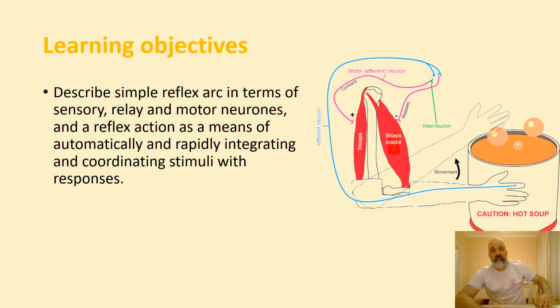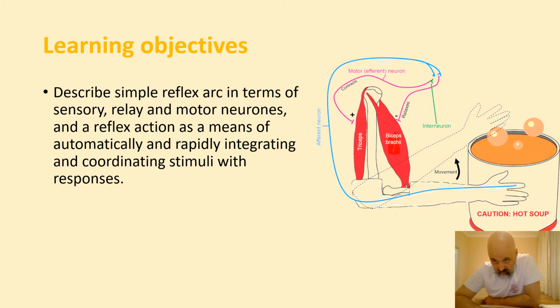So I've got another learning objective. Describe simple reflex arc in terms of sensory, relay, and motor neurons, and a reflex action as a means of automatically and rapidly integrating and coordinating stimuli with responses. So we've got a diagram just here.